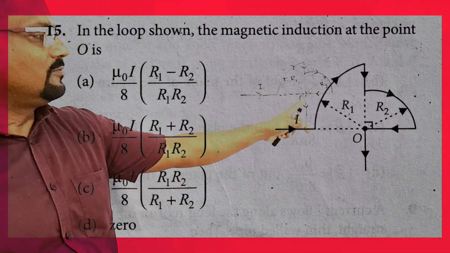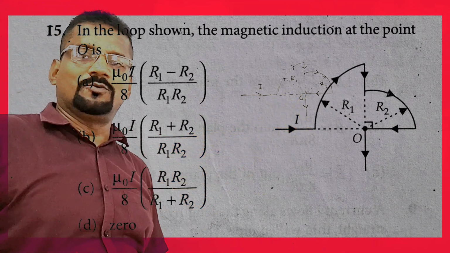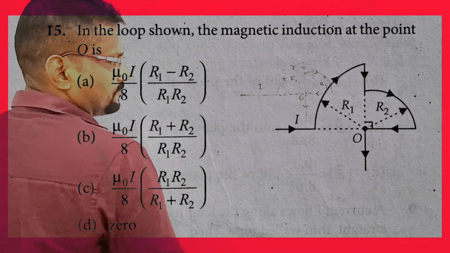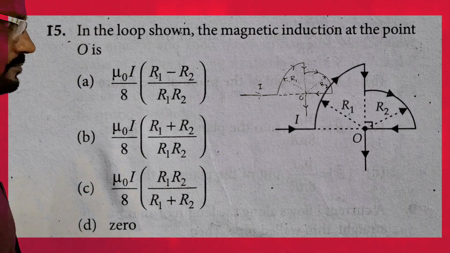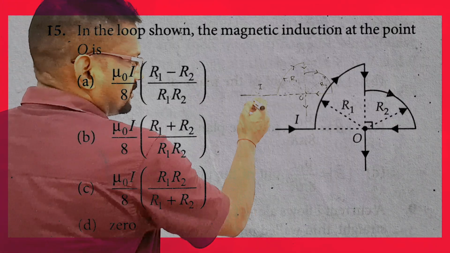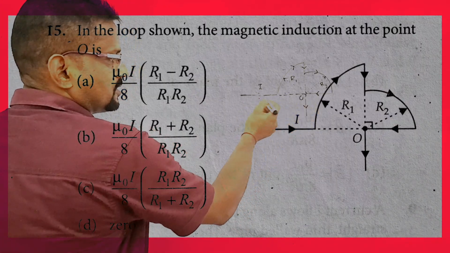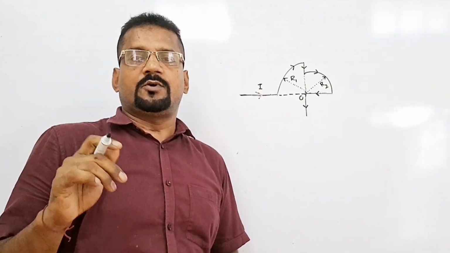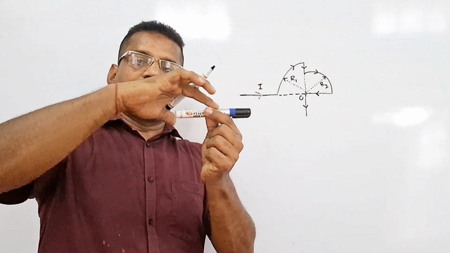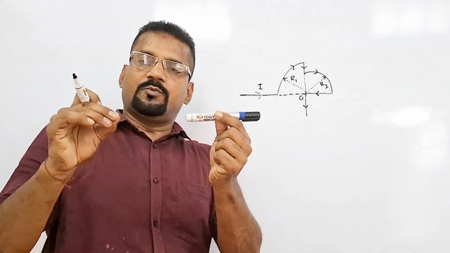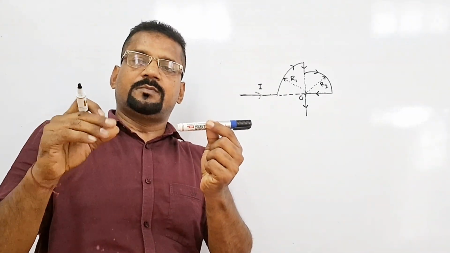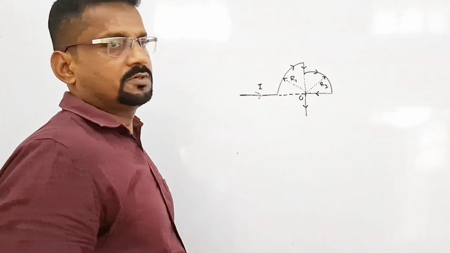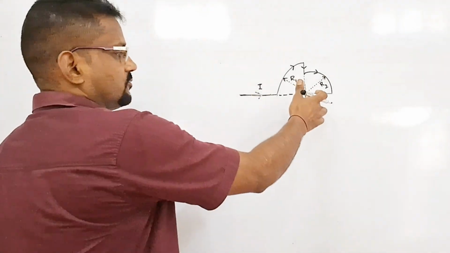It is asked to find out the magnetic field at the center O. Here it is given that current I flows. Now, if you consider this point along this conductor, then as you know, for any point along the conductor, whatever point you consider, the magnetic field at those points is 0. That's why this part will not contribute any magnetic field at all.